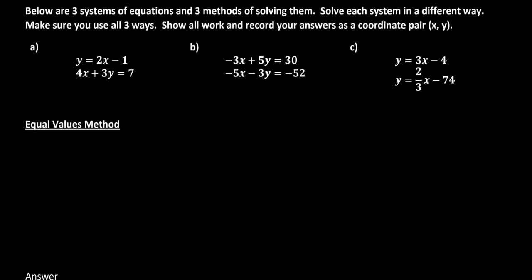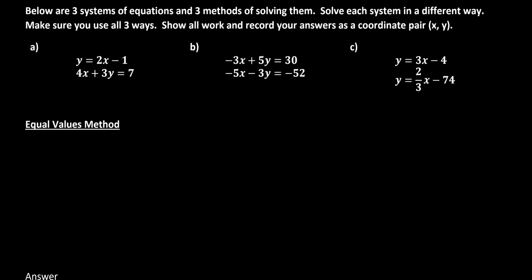Okay, so for the final page of this test, it says below are three systems of equations and three methods of solving them. Solve each system in a different way. Make sure you use all three ways. Show all your work and record your answers as a coordinate pair x, comma, y.